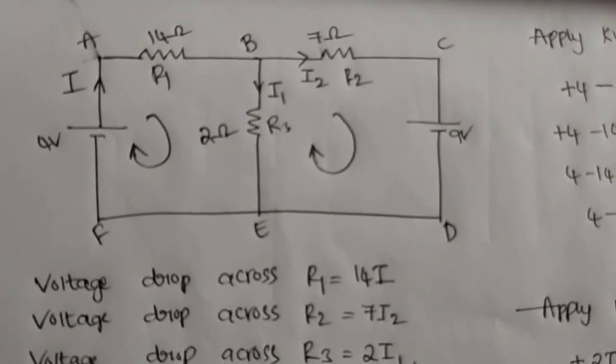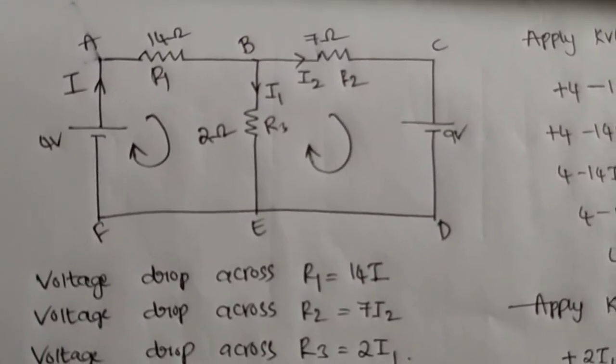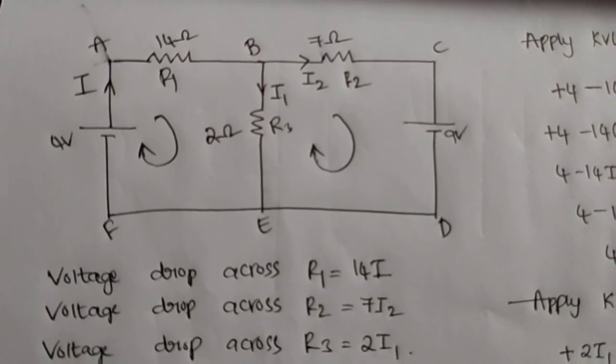The next video is about 3 voltage sources, 3 loops and 3 equations, and finding the 3 currents, that means I1, I2 and I3, and I.